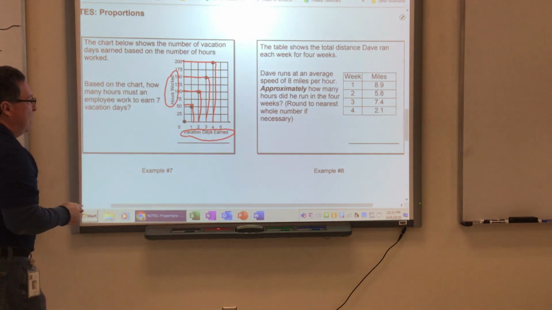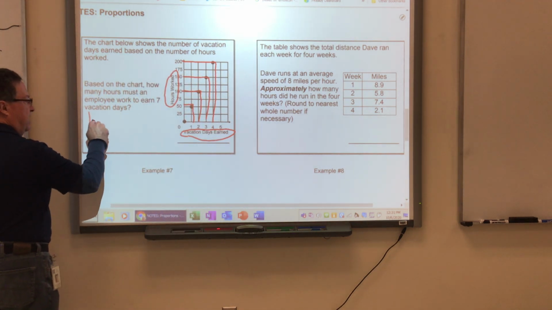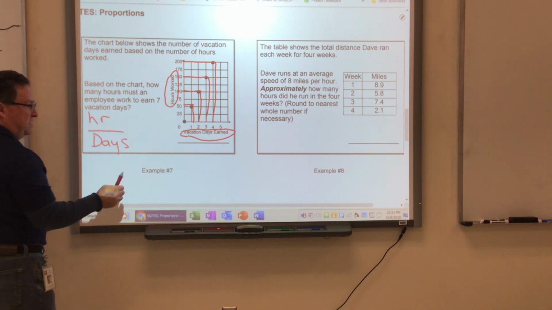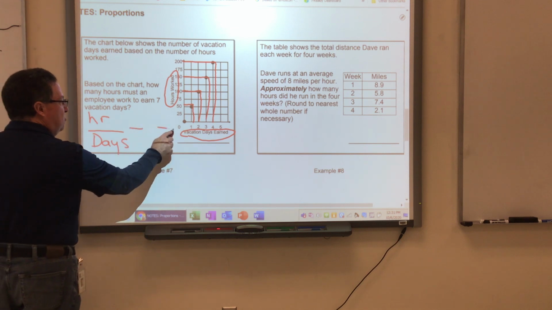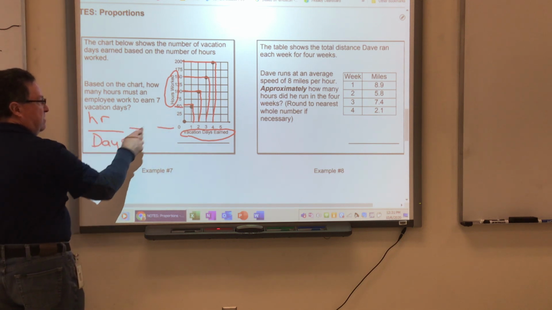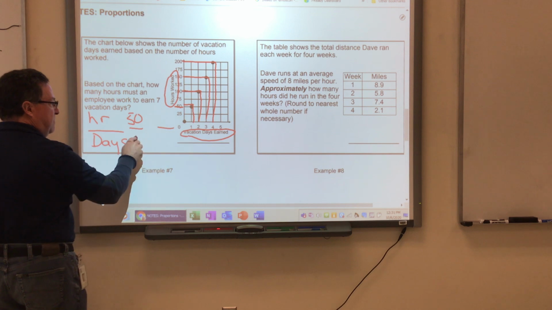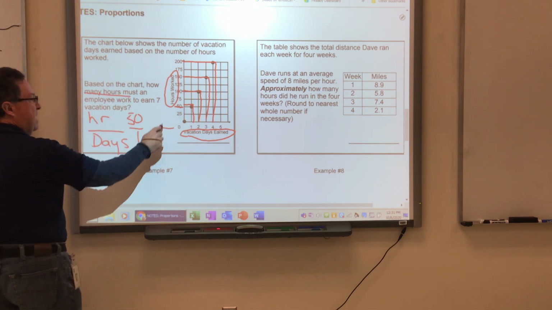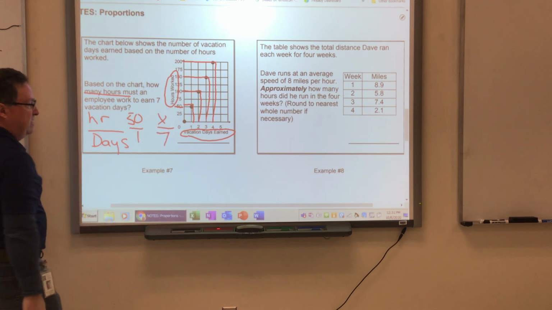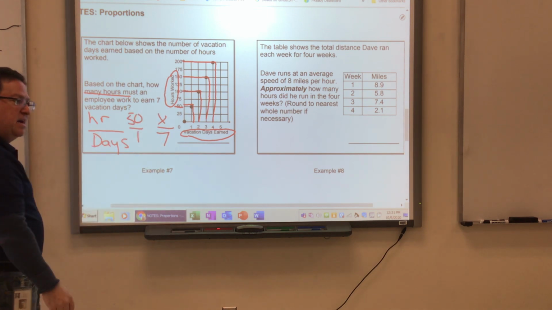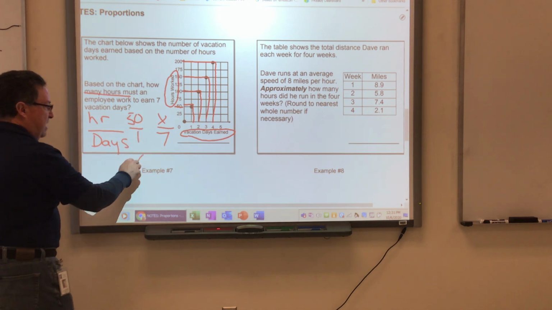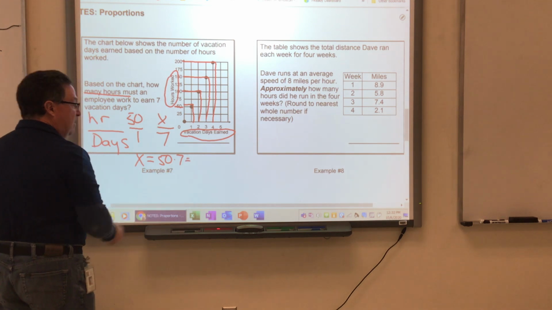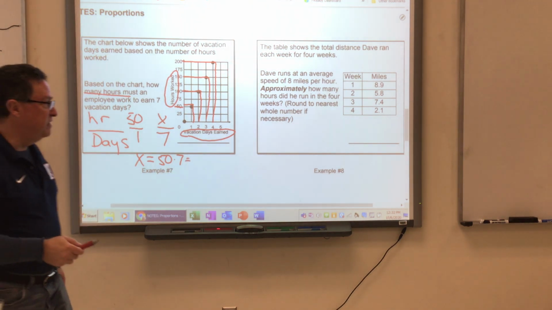So if I do want to know how many hours for vacation days, hours, days. There's my word statement, step 1. Step 2, write what you know. Well, I know 50 hours gives me 1 vacation day. I want to know how many hours for 7 days. Cross multiply is step 4. That would leave me x equals 50 times 7. I believe y'all can multiply, so you can figure that answer out.